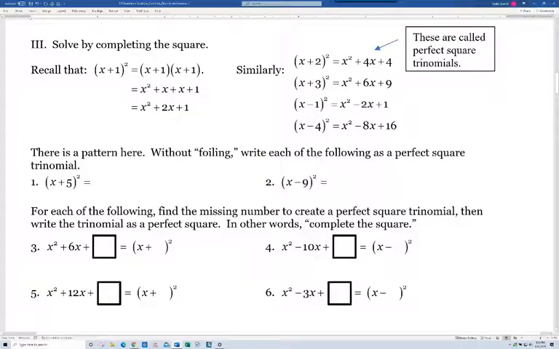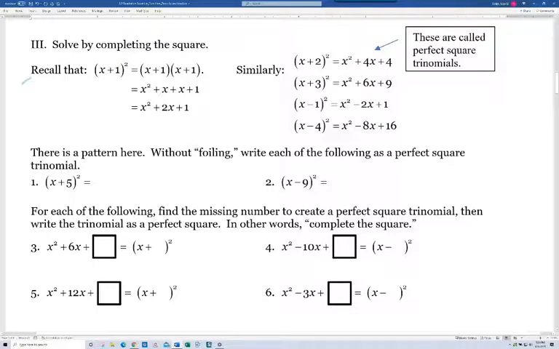Alright, in this video I'll be showing you how to complete the square when you're solving quadratic equations. So there's a little bit of work we've got to do. First we have to understand this concept of completing the square, and then we'll actually use that process to solve a quadratic equation. So first of all, let me get some ink here.